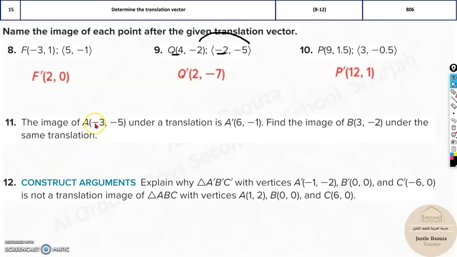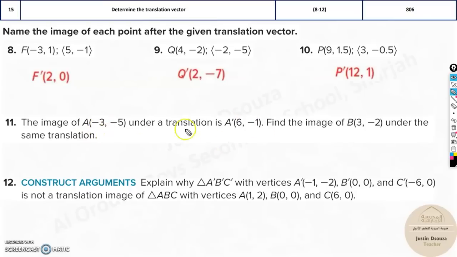The image of A (-3, -5) under translation is A' (6, -1). Find the image of B (3, -2) under the same translation. So what they have told is this point A, which is at (-3, -5) somewhere over here, is being translated to (6, -1) over here. So if there was a point B which is (3, -2) somewhere over here, where would that be translated? It'll be somewhere over here, right? But we need proper values.